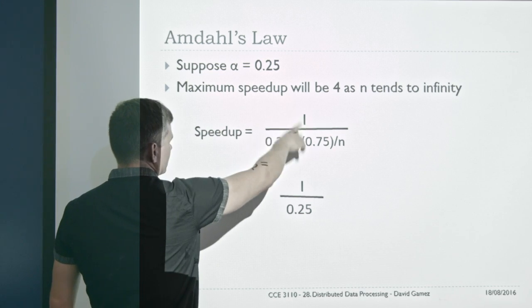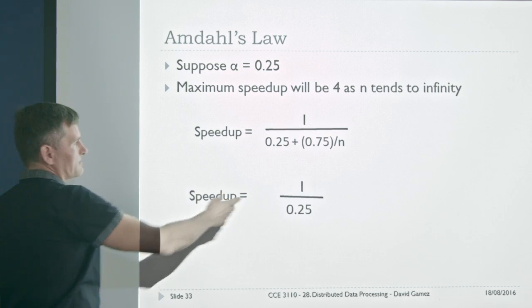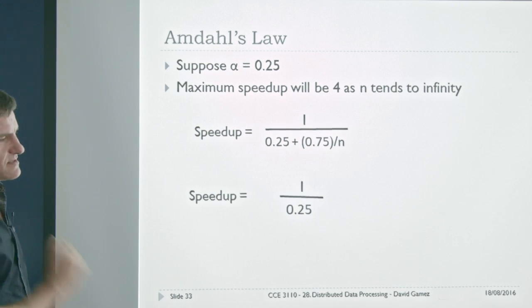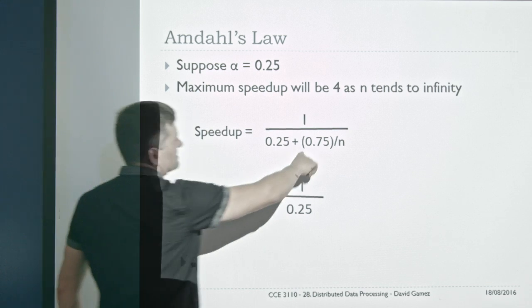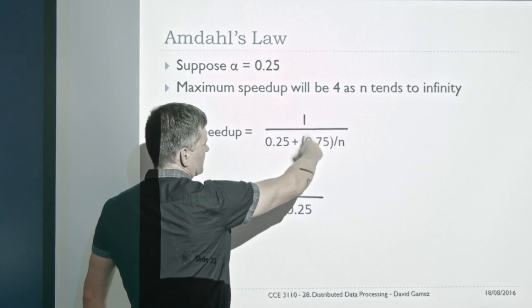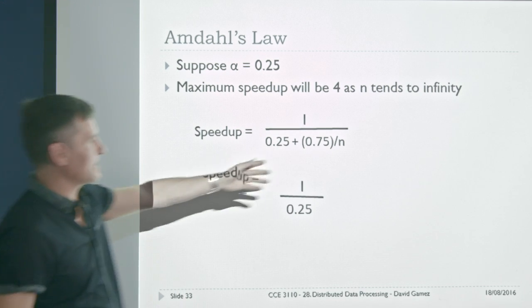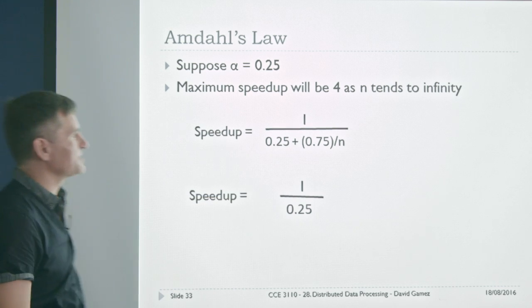So then in this case, plugging in the numbers, we get 1 over 0.25 plus 0.75 over n. And so as n tends to infinity, as we get like 1,000,000 CPUs or billion CPUs, this number is going to basically tend towards 0. And so what we're going to get is our maximum speed up. However many CPUs we throw at this problem, our maximum speed up is going to be 1 over 0.25 equals 4.